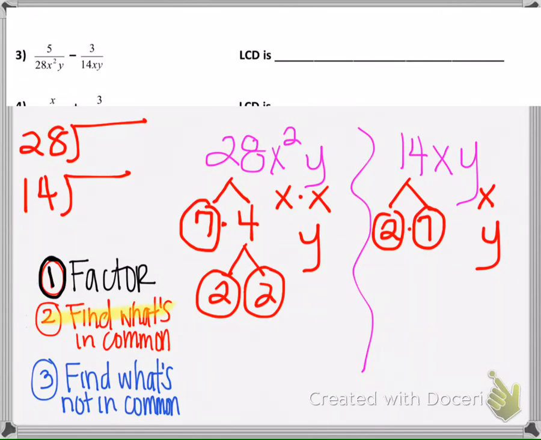So we're now going to find out what's in common. I see a 7 and a 2 on both of them. And then I see an x and a y. So that's what's in common. What's in common is the 7 and the 2, so that makes 14.